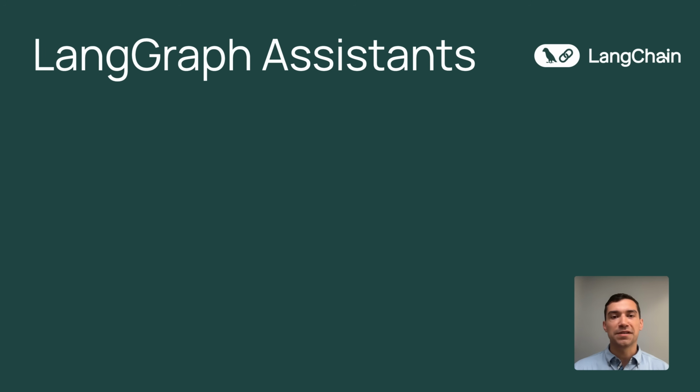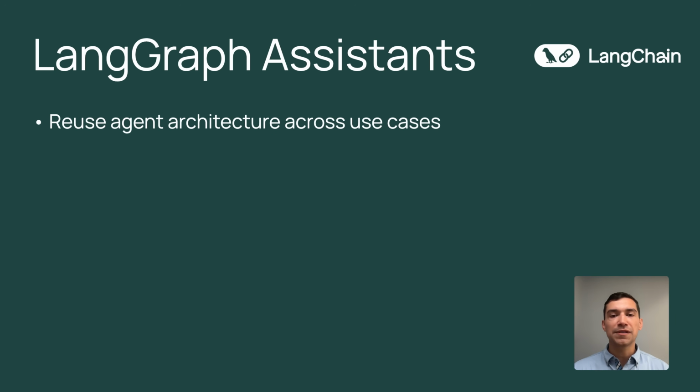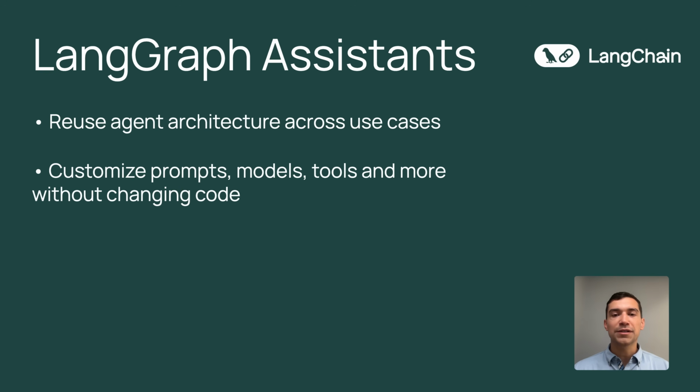That's where LangGraph Assistants come in. Today, I'll show you how they help you solve both problems by separating your agent's architecture from its configuration. With LangGraph Assistants, you can reuse the same agent architecture across completely different use cases. Developers can A/B test different configurations without deploying separate code bases, while business teams can adapt existing agents for new scenarios instantly. You can customize different prompts, models, tools, and more without ever having to touch your underlying code.